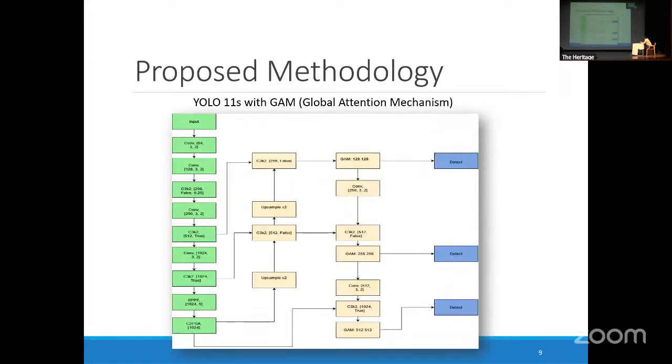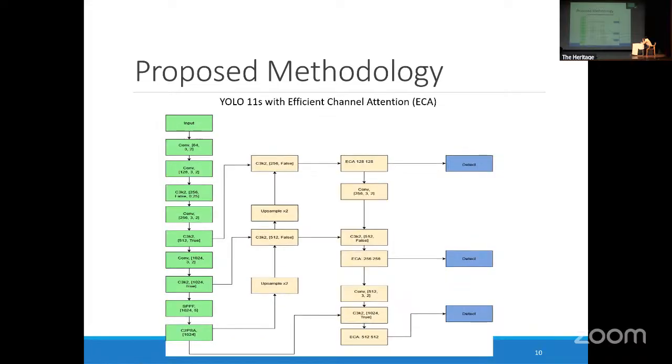And here is the whole architecture with the GAM attention module. Although it's not that clearly visible, I think, on the big screen, I'll just explain. Right before the head layers in the back and the neck, we have added the GAM attention modules in 3 places. And each of them is right before the head. And similarly, we have done the same with the ECA attention module as well.